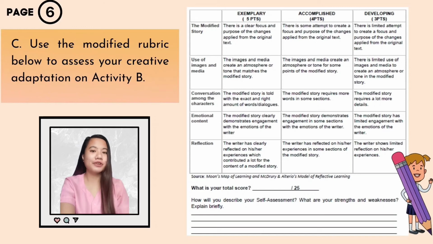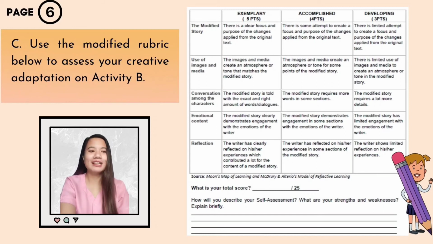And now, for the use of images and media. You can get exemplary or 5 points if the images and media create an atmosphere or tone that matches the modified story. You can get accomplished or 4 points if the images and media create an atmosphere or tone for some points of the modified story. And then 3 points are developing if there is a limited use of images and media to create an atmosphere or tone in the modified story.